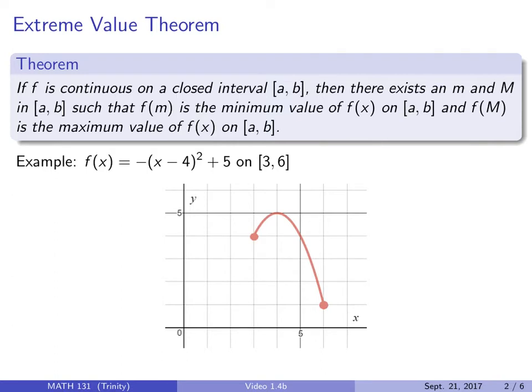Let's look at the graph of a function to kind of illustrate this theorem. So we can see this function here is continuous on the interval from 3 to 6. So what the theorem says is that I can find an x value, probably right around here, that we call little m, such that f of m is the minimum value for my function on this interval. So that means that my function is always above f of m, which we can see. And then we can also, because this function is continuous, find a capital M such that f of capital M is my maximum value for my function. So my function is always below this line right here.